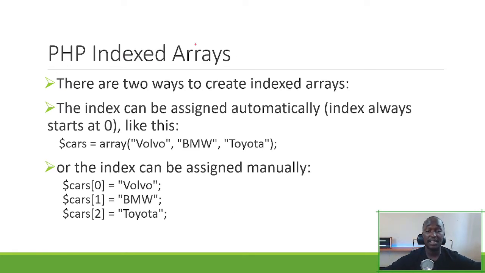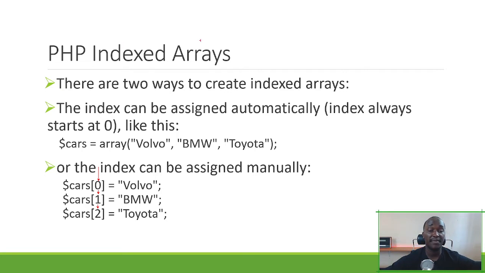It's called an indexed array because the keys are numbers. The indices are defined by a number. The index of an array is also called the key. So key 0, key 1, key 2, something like that.